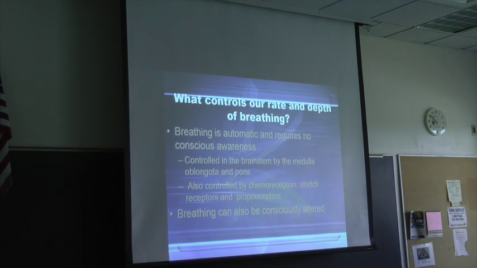All right, what controls our rate and depth of breathing? Breathing is automatic, and it requires no conscious awareness. It is controlled in the brainstem by the medulla oblongata and the pons. It's also controlled by chemoreceptors, stretch receptors, and proprioceptors that send signals to the medulla and the pons. And then we also know that breathing can be consciously altered.